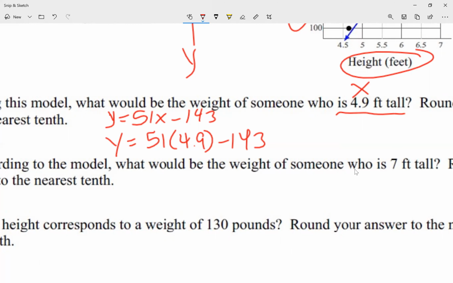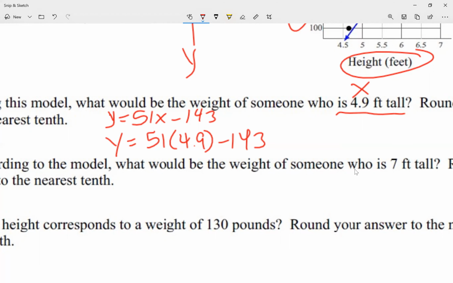Right. I replace the number given for one of my letters, either x or y. In this case, I replaced it for x because it was height. And solve for the missing variable. So in this case, solve for y. If I have y as a y, solve for y. If I have x, the letter that I have is still x, then in that case, solve for x.